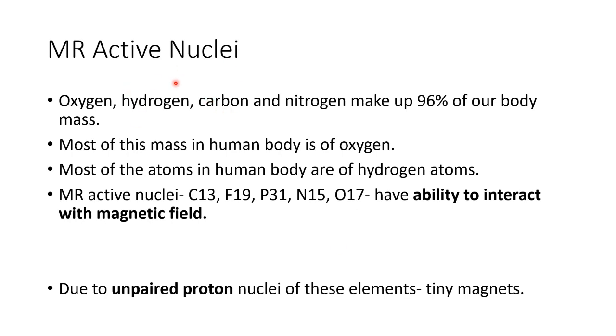So what are the MR active nuclei? Our body majorly consists of oxygen, hydrogen, carbon and nitrogen, which make up 96% of our body mass. Most of the body mass is taken up by oxygen, but in number, most of the atoms in the human body are hydrogen atoms. MR active nuclei are carbon 13, fluorine 19, phosphorus 31, nitrogen 15 and oxygen 17. They have the ability to interact with the magnetic field. Why is that? Because they contain an unpaired particle in the nuclei, which can act as a tiny magnet and interact with the magnetic field.